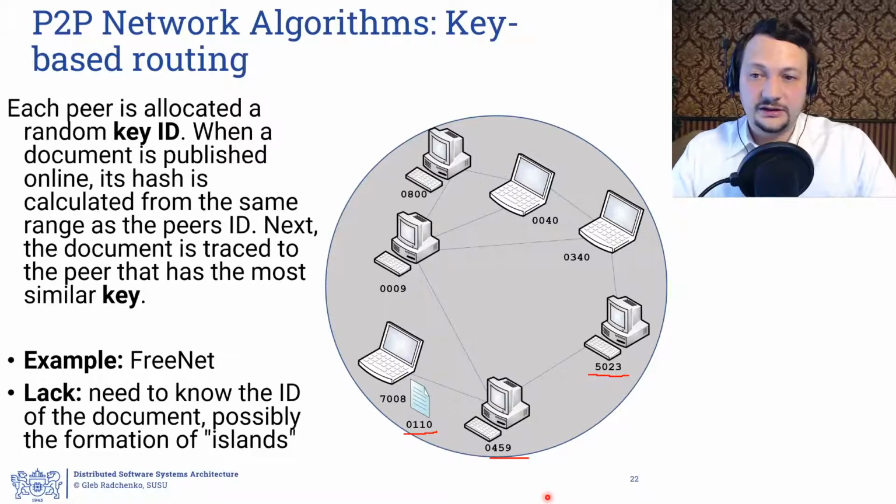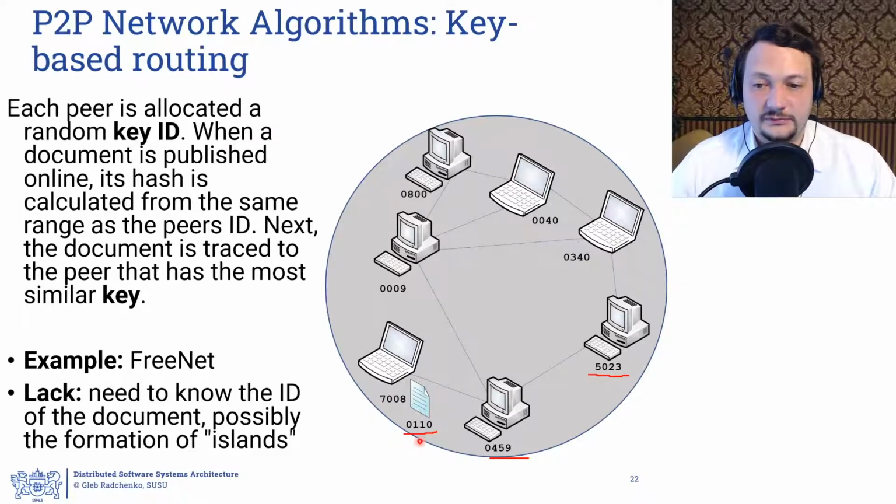So what you do next is key-based routing. You compare the ID of the resource that you created with the ID of the node where it is located right now, and with the IDs of the nodes that are neighbors to the peer that we are working with right now. So here we're comparing 0110 with 7008 and 0459. What is the nearest ID to 0110? Is it 7008 or 0459? Of course, 0110 is nearer to this ID than this. So what we do with this resource, we copy a link to this resource to this node.